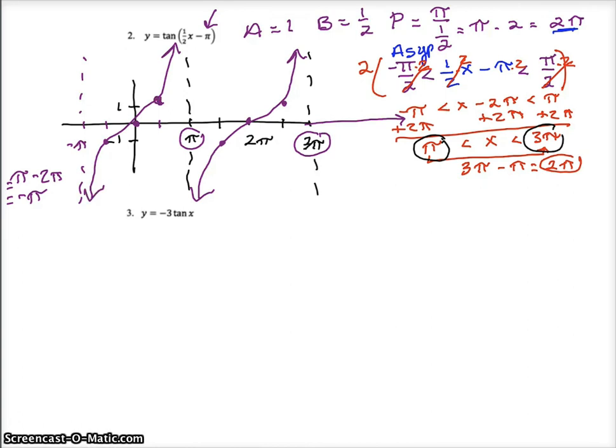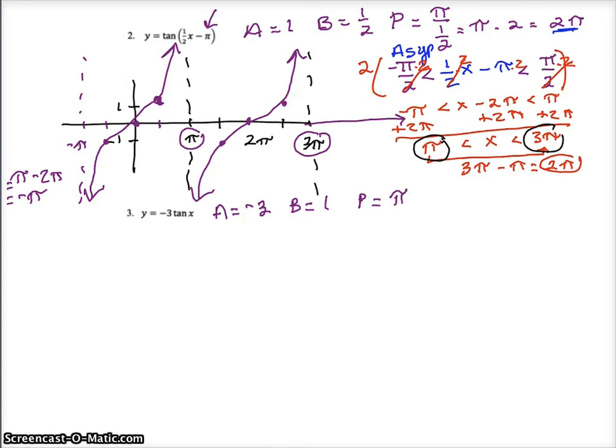Let's finish up with example 3. I see that A in this case is negative 3. That tells me that I'm going to have a vertical reflection. I see that B is equal to 1, which tells me my period is not going to stretch or shrink. It's still going to be 1 pi.